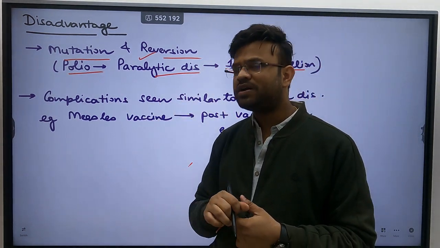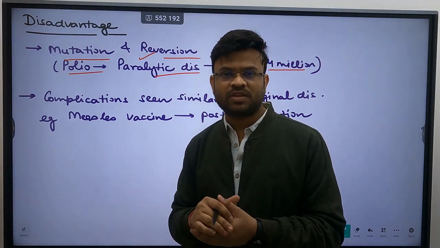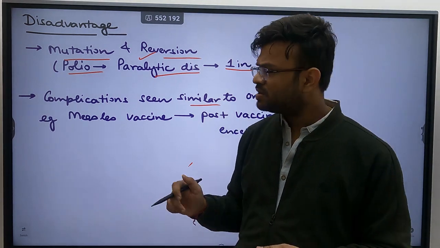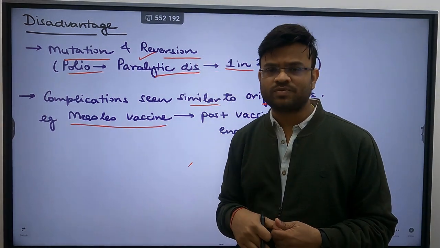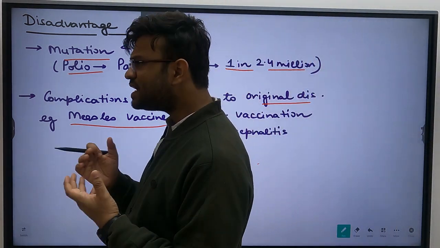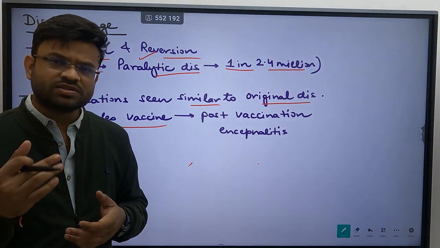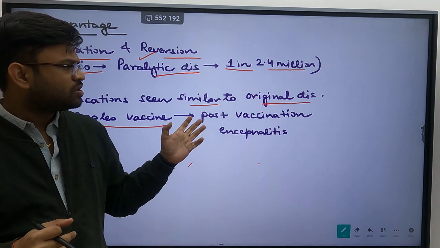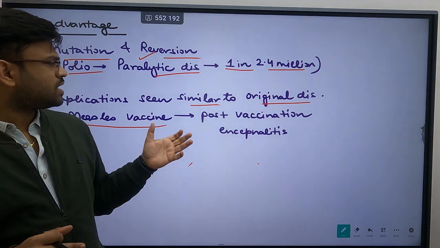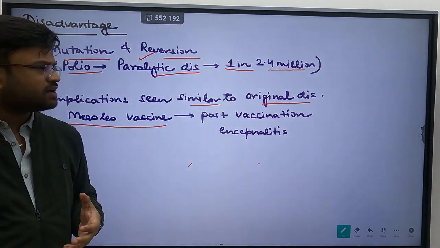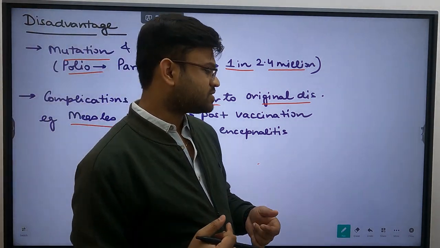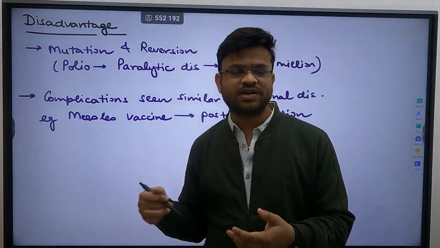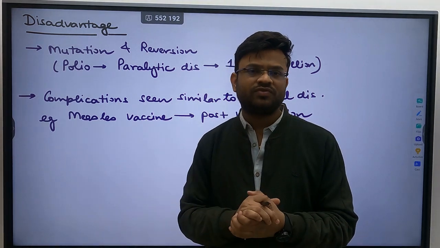Now, the other disadvantage associated with attenuated vaccines is that complications similar to the original disease might occur. Because now you see, when measles occurs originally inside an individual, there are encephalitis-like conditions. So when you are giving the measles vaccine, post-vaccination encephalitis-like conditions are also seen. So what I mean to say is that conditions or symptoms associated with the original disease can occur once an individual gets vaccinated. So this is all about the factors, the advantages, the disadvantages, the common principle of the live attenuated vaccine.